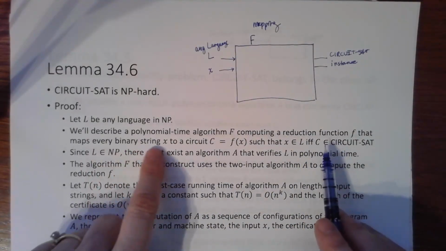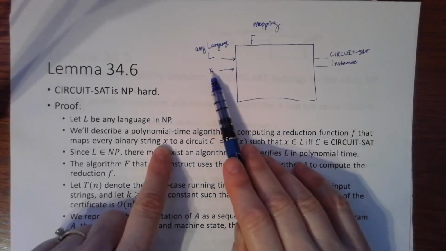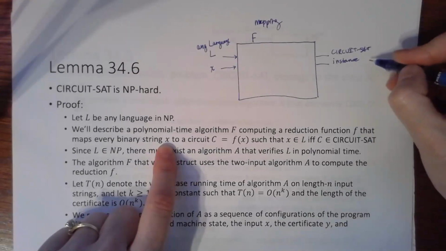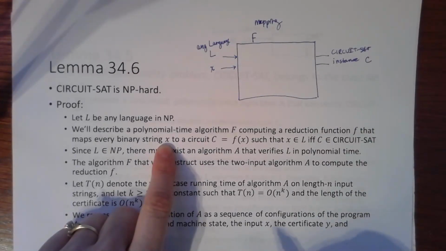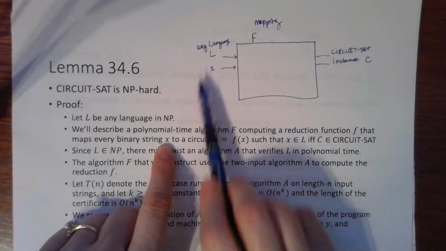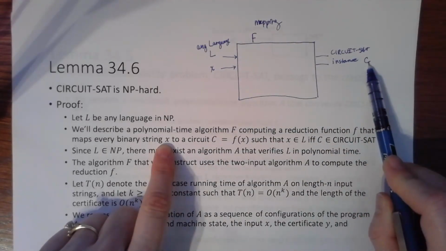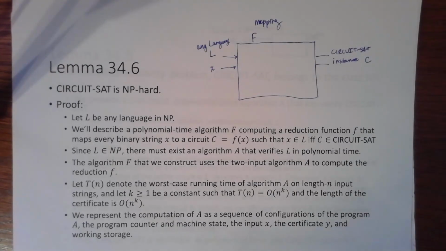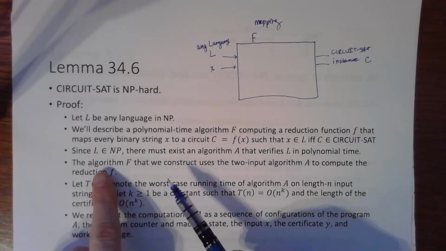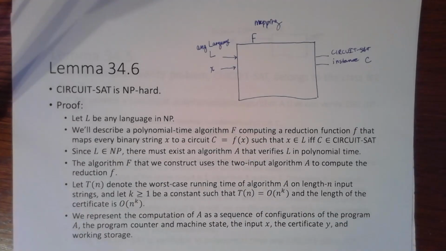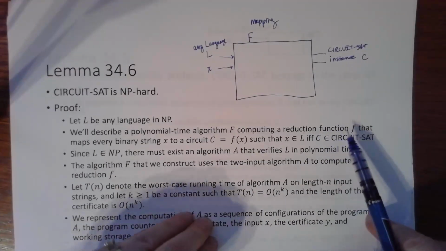It'll map every binary string X into a circuit C, so that X is in this language if and only if this circuit is satisfiable. So how are we going to do that? Well, this mapping is going to use an algorithm that we talked about on the last page.